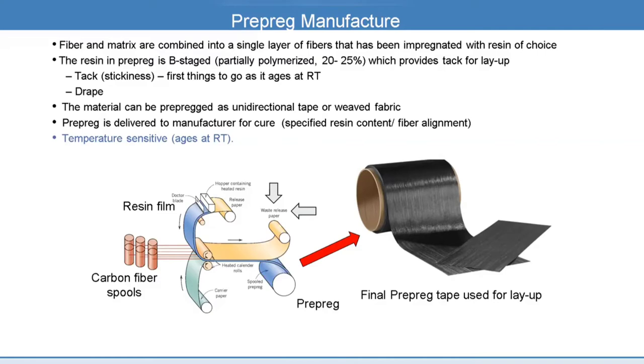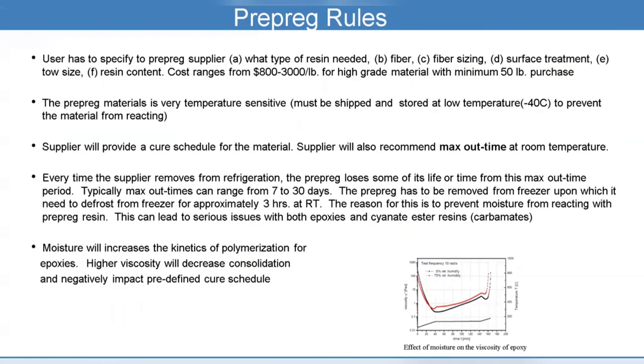Okay, so moving on here, we have prepreg rules. What are some good prepreg rules? The user has to specify to the prepreg supplier. So if you're manufacturing a surfboard, it's up to you to specify to the prepreg supplier what kind of resin you need, what fiber you need, what fiber sizing you need, what surface treatment you need, tow size, and also the resin content.